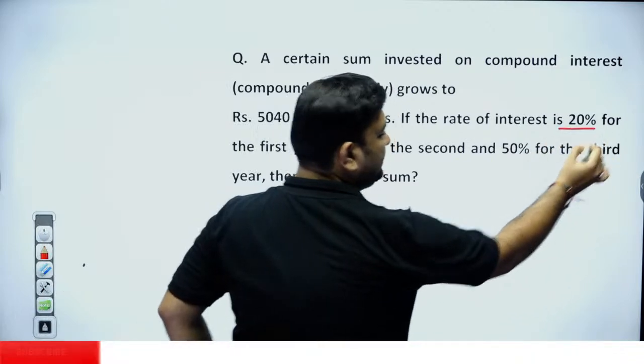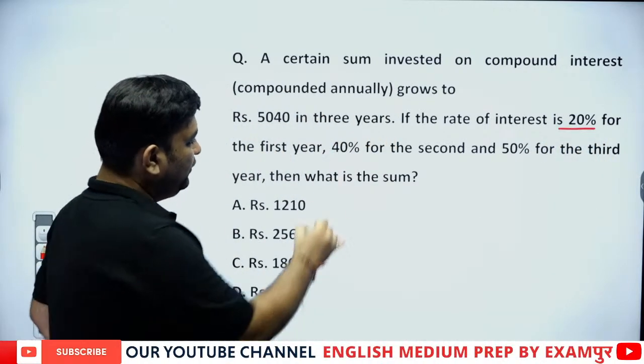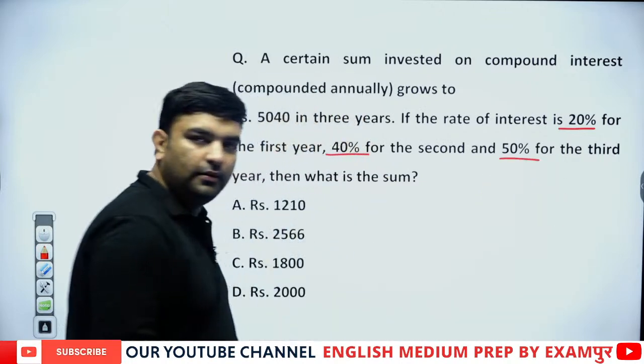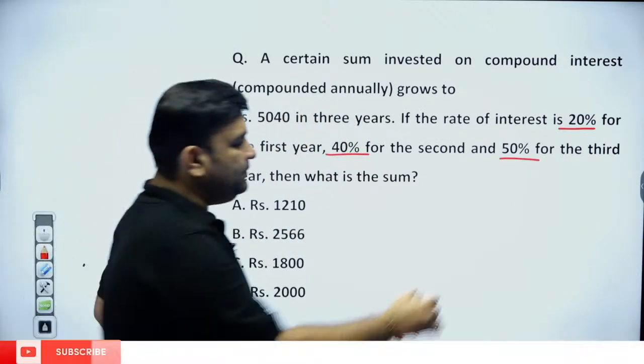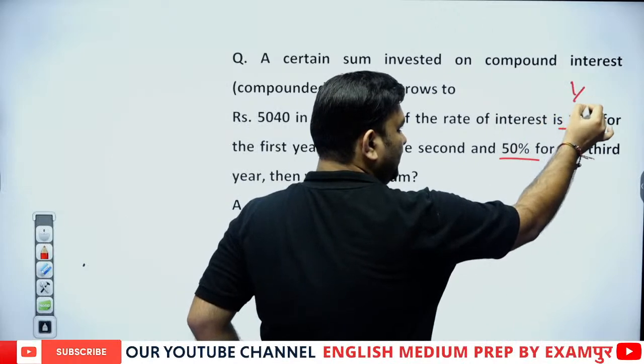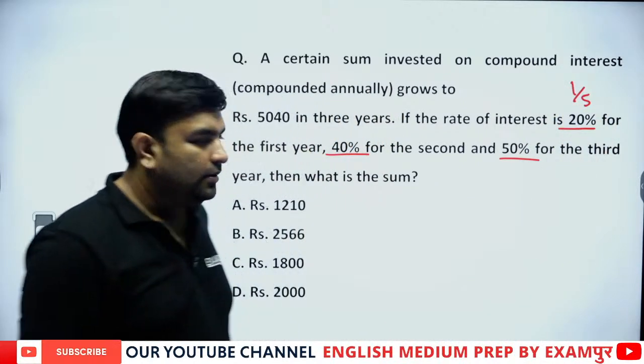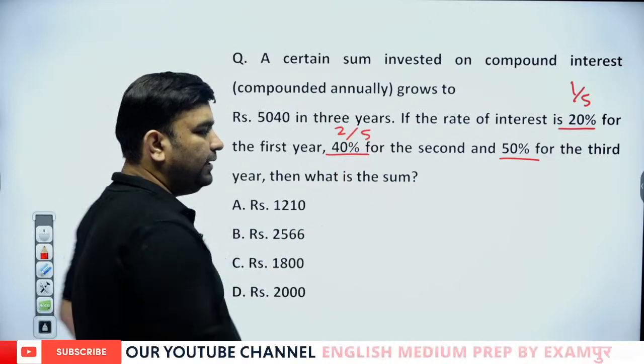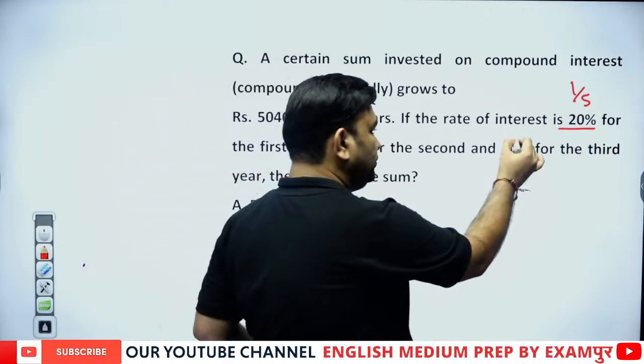20% for the first year, 40% for the second year, and 50% for the third year. 20% means 1 by 5. 40% means 2 by 5. And 50% means 1 by 2.